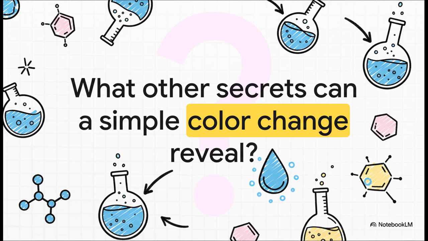A simple color change lets us precisely measure something we could never see with our own eyes. It's a perfect example of how chemistry can make the invisible visible. It really makes you wonder, doesn't it? What other secrets can a simple color change like this reveal?